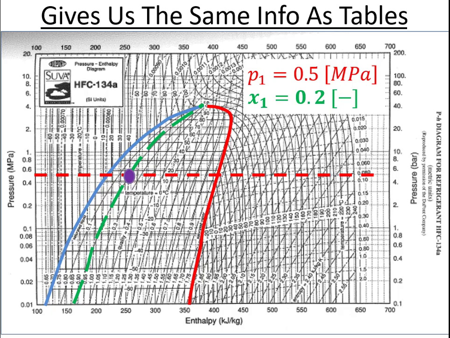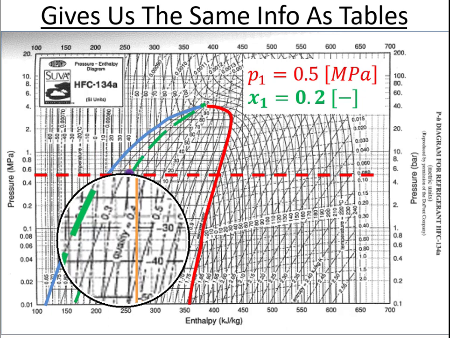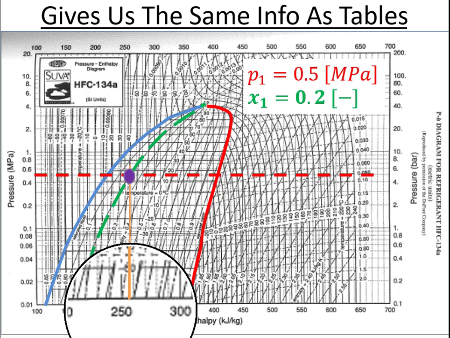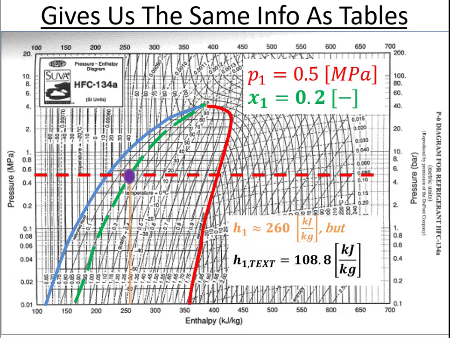So what I actually am looking for is not just where the state is, but I want the specific enthalpy. So I take my point, I drop a vertical line straight down, and I can see where my enthalpy is. I know that it's bigger than 250 and less than 300. If I had a ruler, I could measure in millimeters where it's falling, or I could just try to estimate something. And here I find that h1 is 260 kilojoules per kilogram.